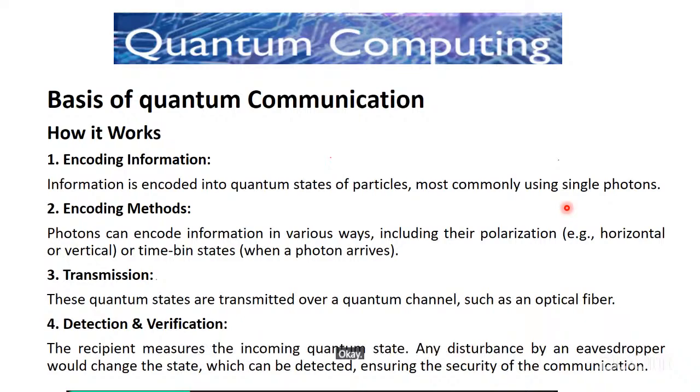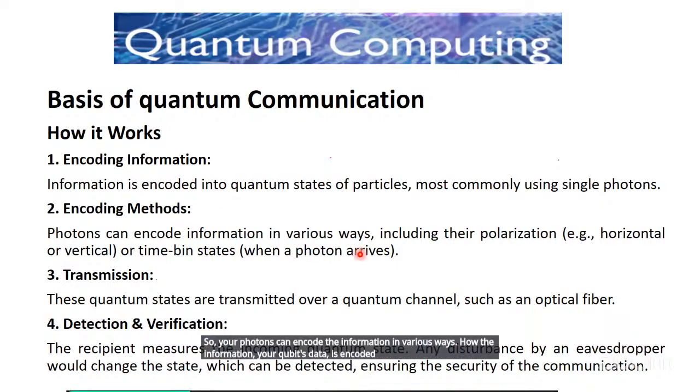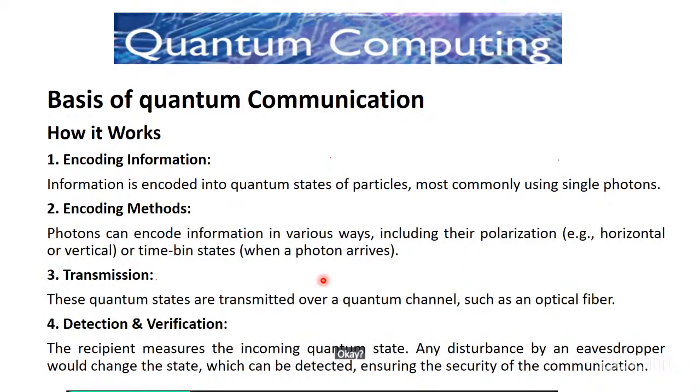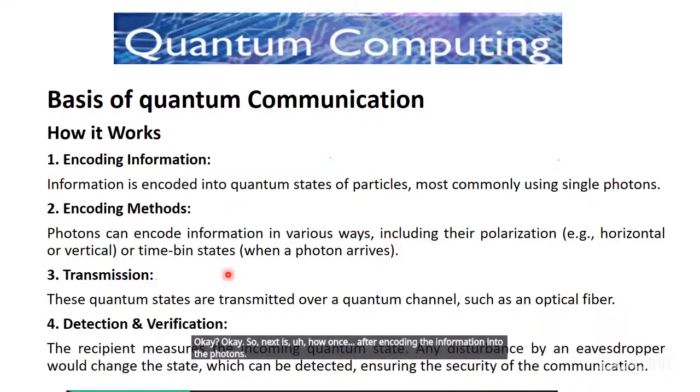Okay, fine. Now, what is the encoding method you are trying to follow there? Your photons can encode the information in various ways. How is your qubit data encoded in the photons? They are using a concept known as polarization. There are two types of polarization: horizontal polarization and vertical polarization. By using this, I can encode the information into the photons. Okay. So next, once after encoding the information into the photons by using polarization, now we need to transfer this data securely.